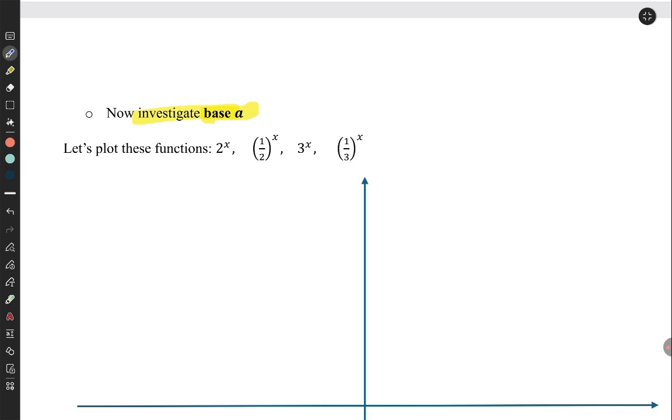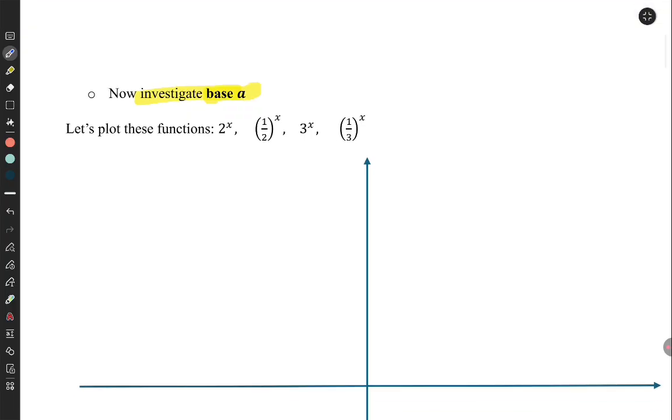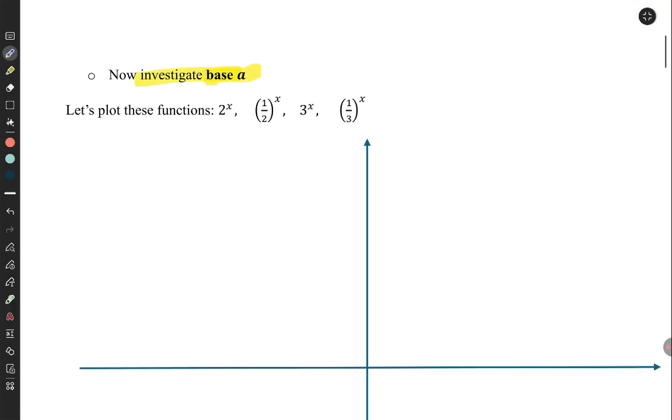Earlier we talked about the numeric side of the exponential function. Now we're going to talk about the plotting side. If I plot 2 to the power x first, I'm going to plot all of them on here. What does it look like? The best way to plot anything is to make a table.